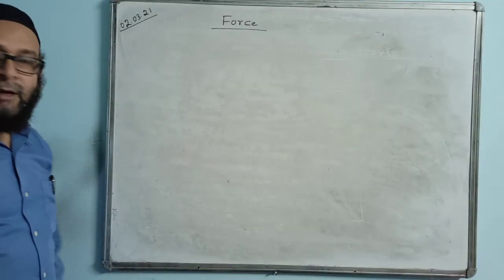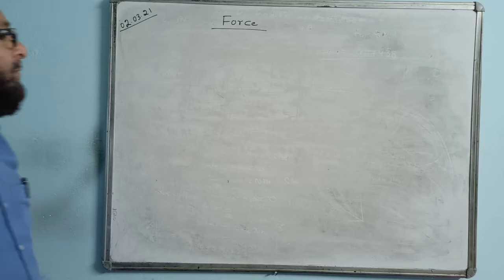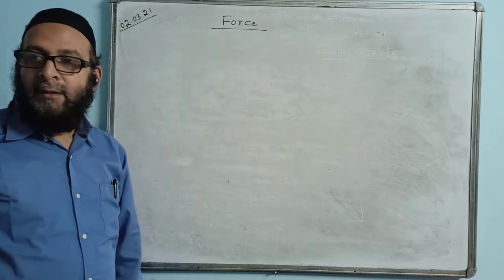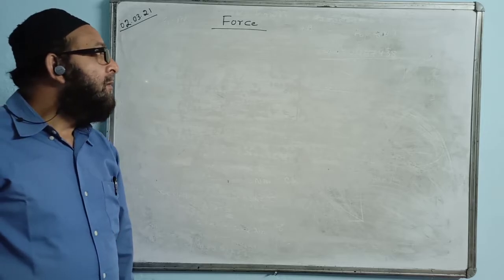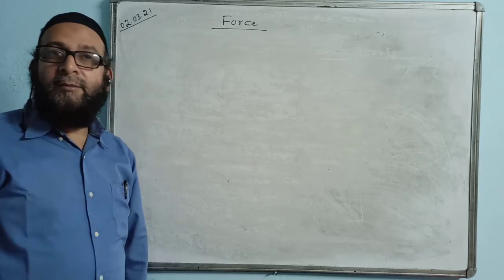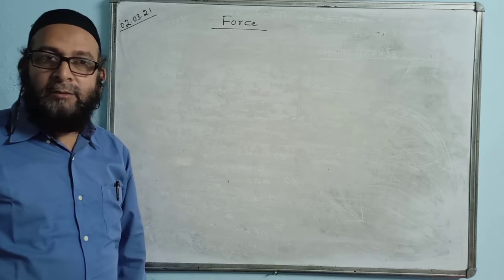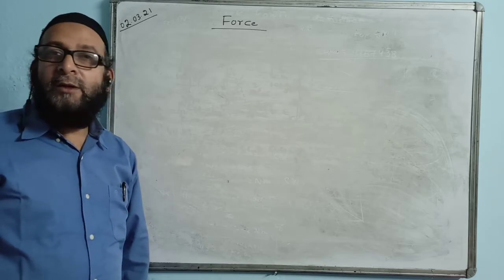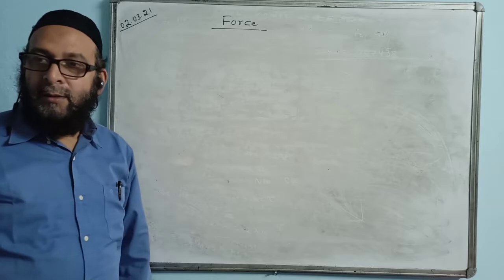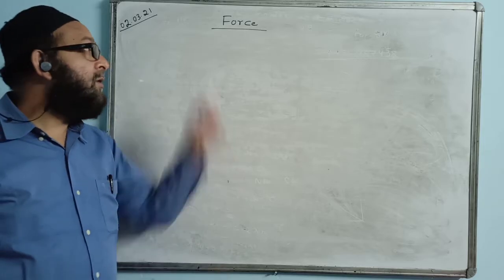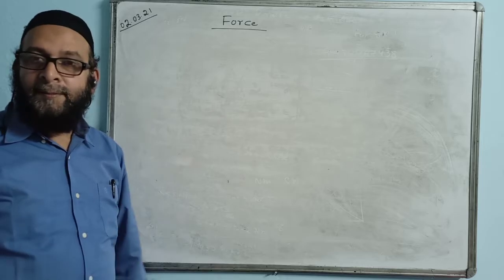Okay, now let us start chapter 4, which is the first chapter of physics. There are two types of motion: translational motion and rotational motion. Translational motion is also called linear motion. When a body moves in a straight path, such a motion is called translational motion.